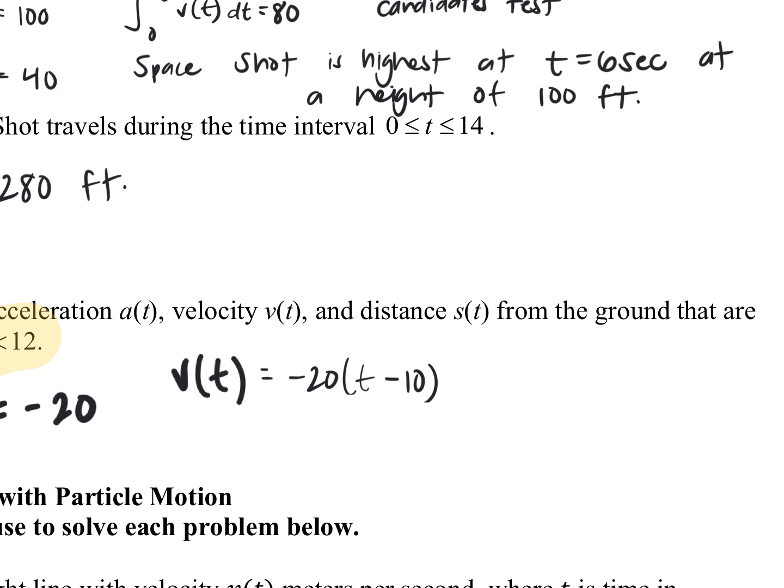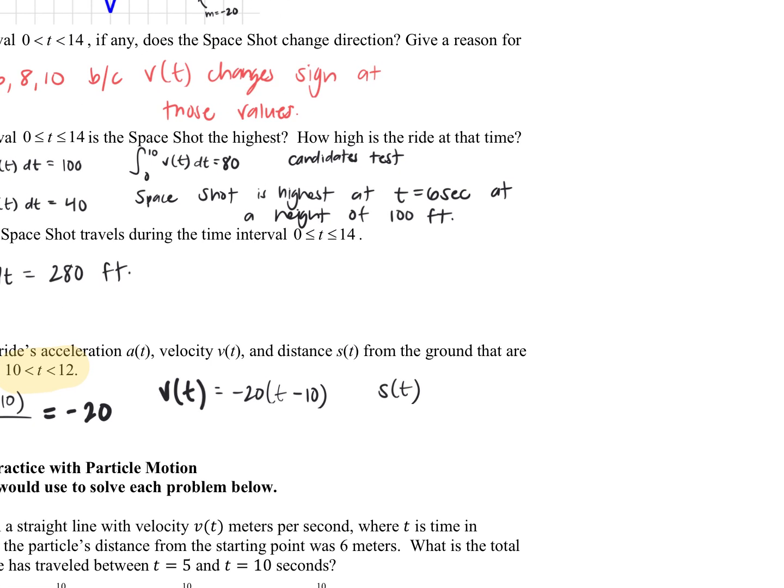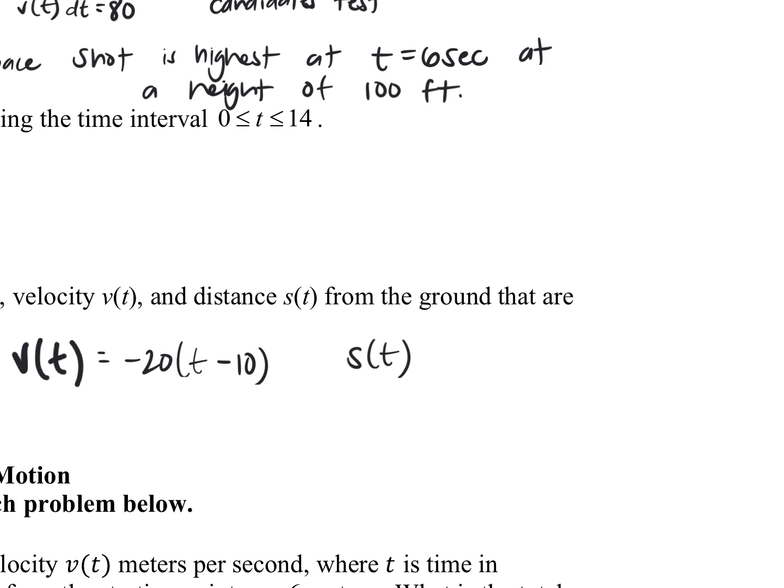And then my last one is distance. So distance from the ground. Again, from that interval of 10 to 12. So the distance is going to be your integral from 10 to 12 of my velocity.